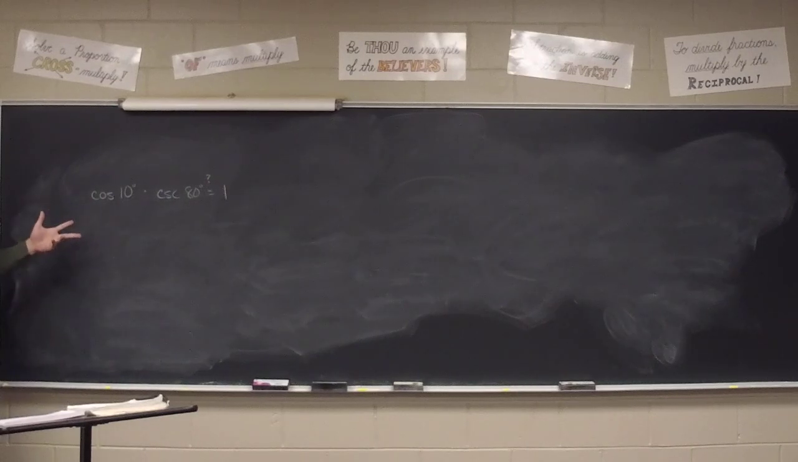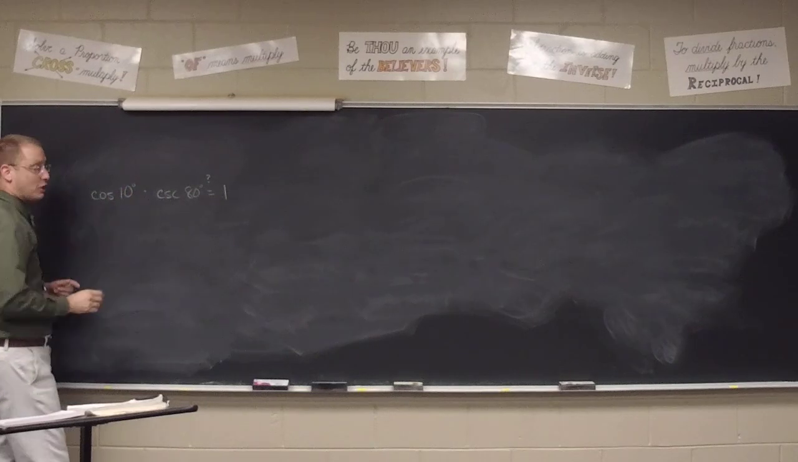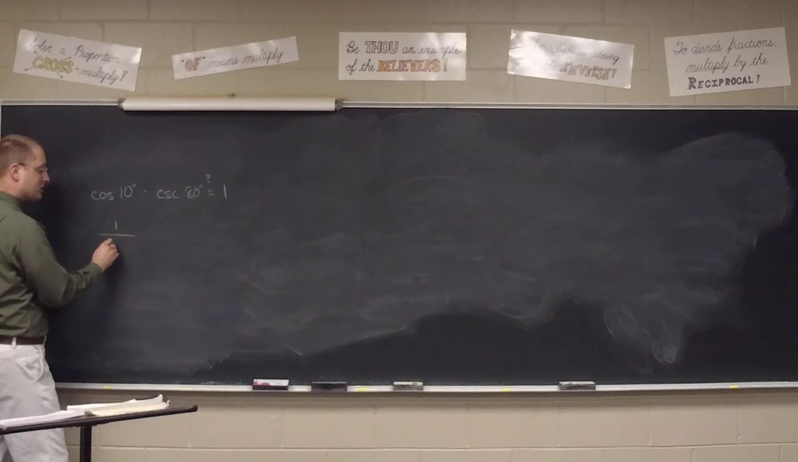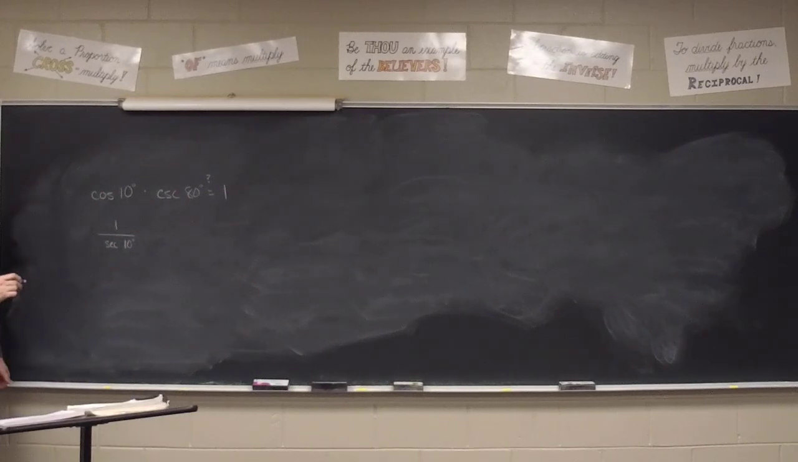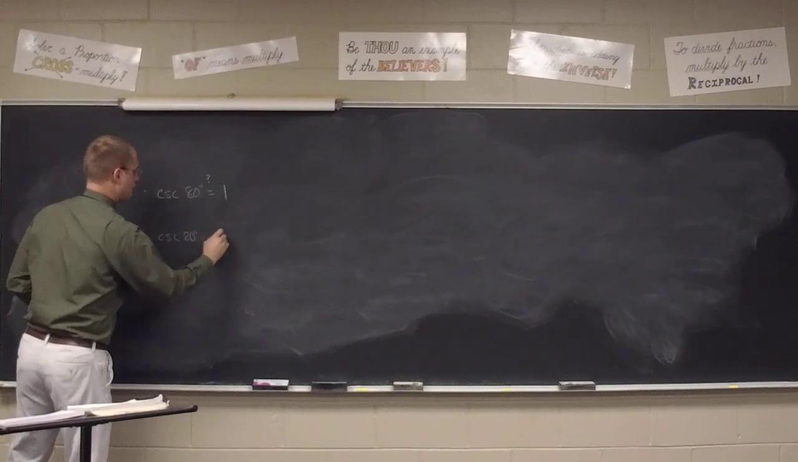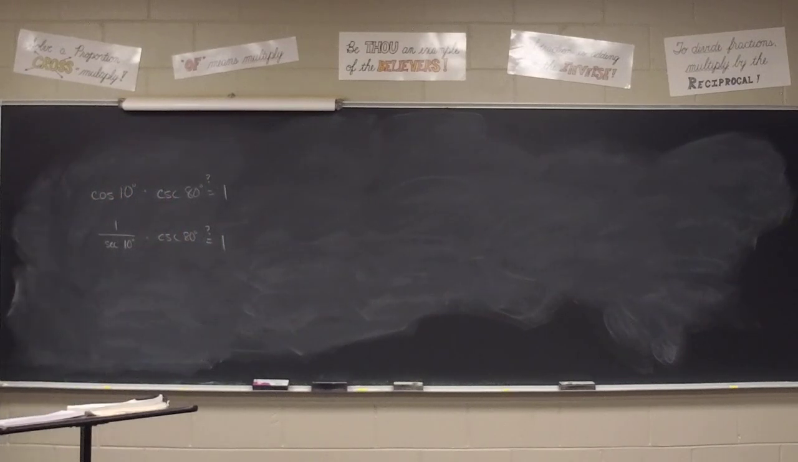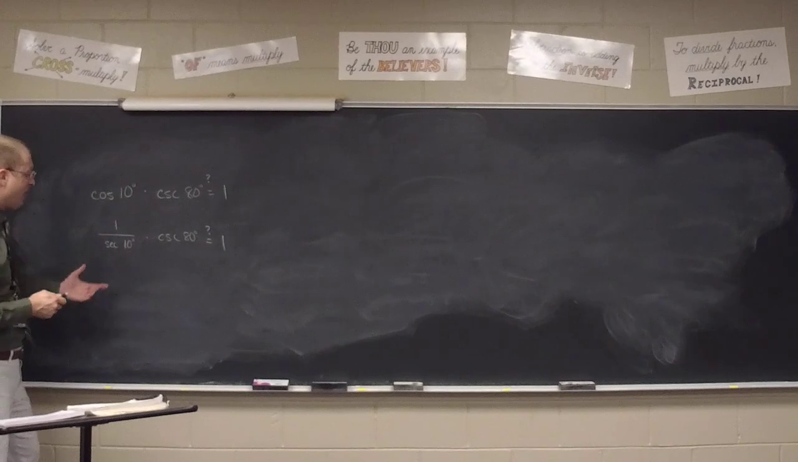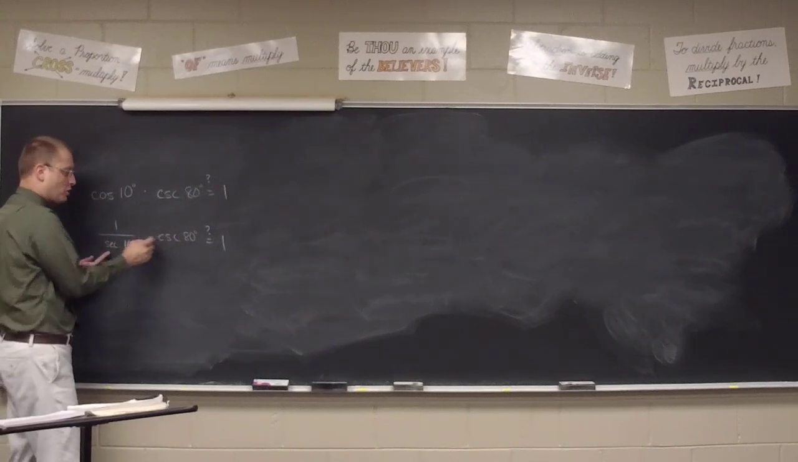Cosine and secant, how are they related? They're reciprocals. So the cosine of 10 degrees is equal to 1 over the secant of 10 degrees. These are reciprocals of each other. So the cosine of 10 and the reciprocal of the secant of 10 are the same thing. Again, still questioning, does this equal 1? Well, at this point now, I have the reciprocal of secant 10, but I still don't have matching trig functions, right? Secant and cosecant don't match.